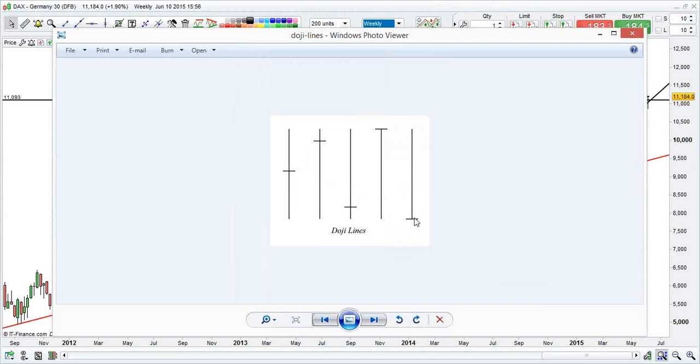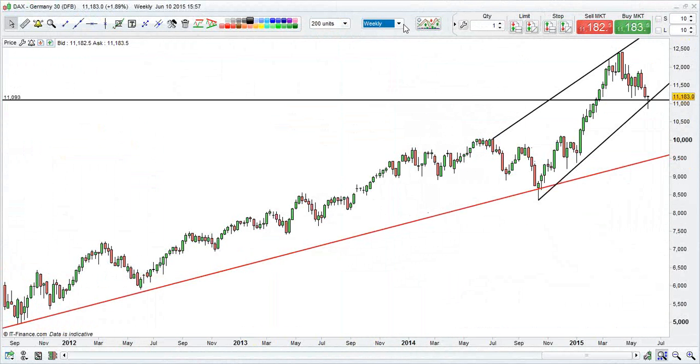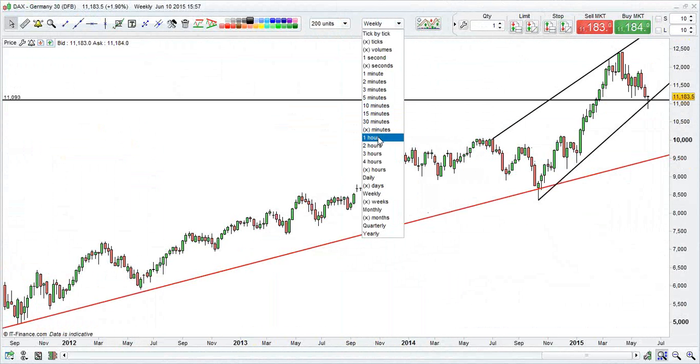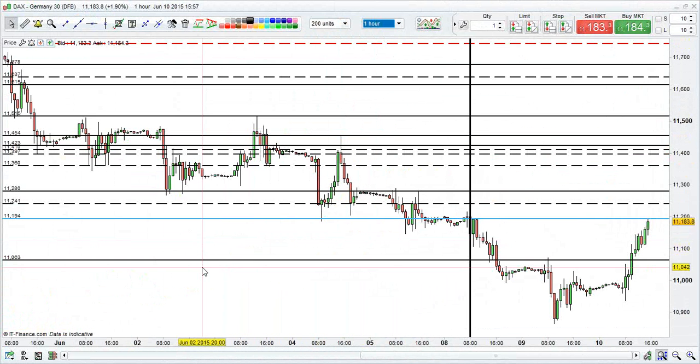So a rule to be aware of when using a doji candle is if the doji appears in an uptrend, then it supports the idea of a price reversal. Okay, and I'm going to show you that now on our DAX chart, on our hourly chart, just to give you a visual representation of what we were looking at on our real-time charts.